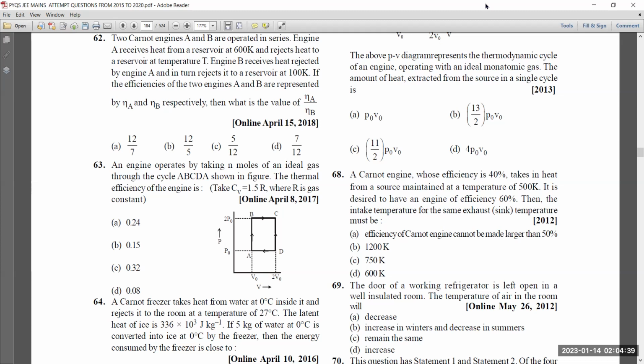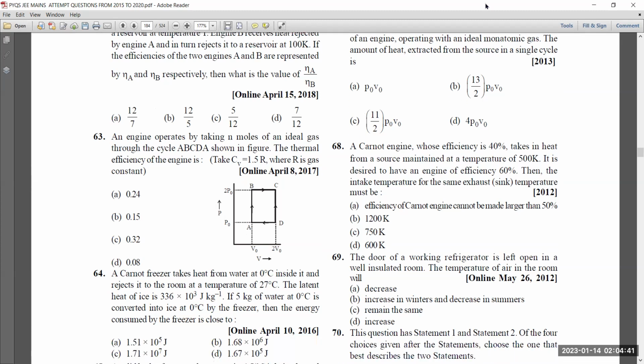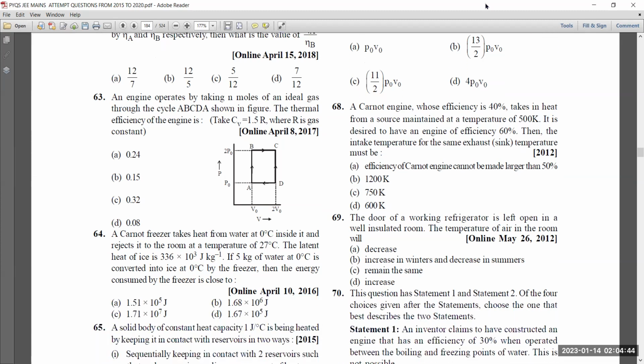See the question 69. Can you see the question 69? Read it. We discussed today, isn't it? Yes, sir, option D. Very interesting answer. There has been an increase in winters, decrease in summers, remain same, decrease, increase.